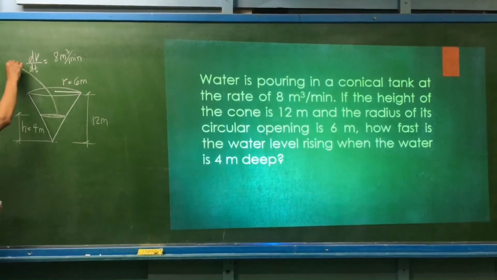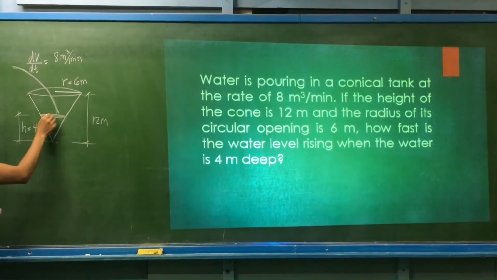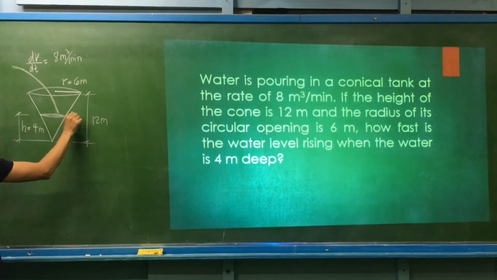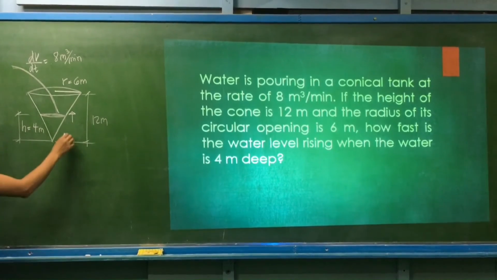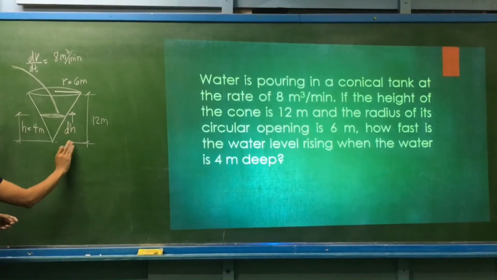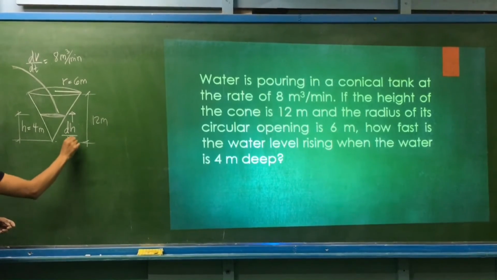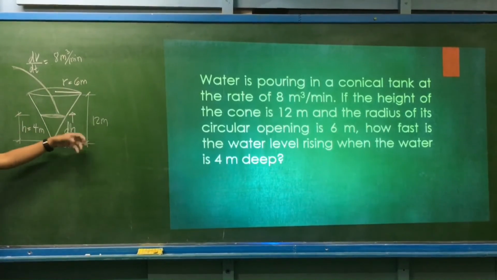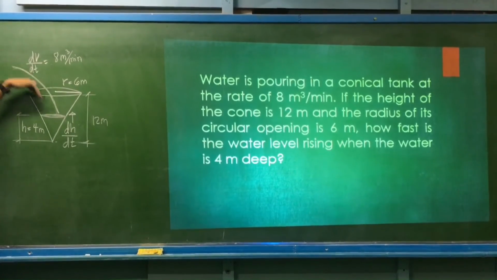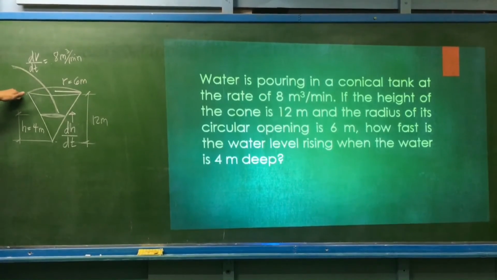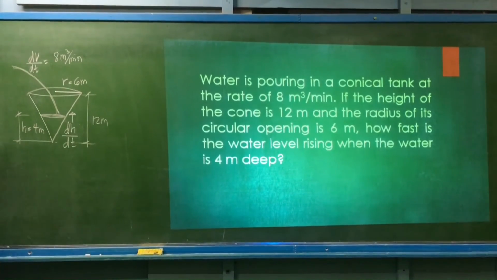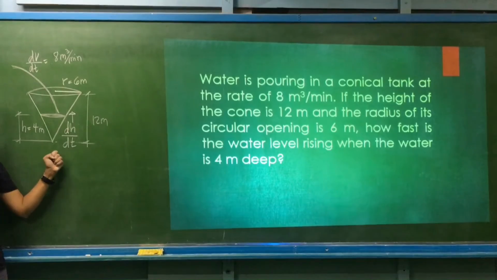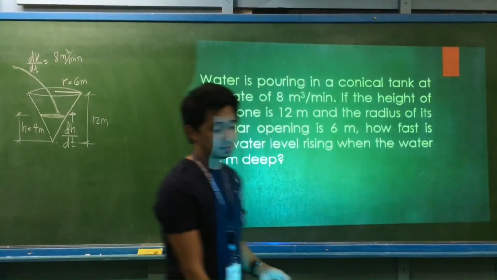Ito. So obviously, if we are adding volume of water to this container, the water level will rise. So let's say this is the change in height of water with respect to time. The current height is 4 meters, dimension of the cone 6 and 12. The change in volume, or the volume pouring into the conical vessel, is 8 cubic meter per minute. So those are the given and we are able to identify the required. So what's next?